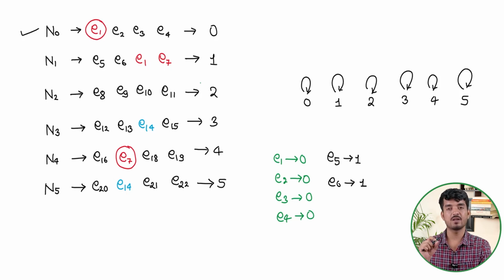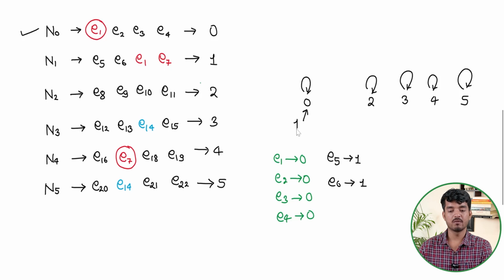In such cases where the email is already mapped with some index, I will perform the union operation. That is, I will change the parent of the current index. The current index is 1. I will change the parent of 1 with 0. And how do I get this 0? I will simply check which index this email is mapped with. So this email is mapped with index 0. So I will simply change the parent of 1 with 0, right?